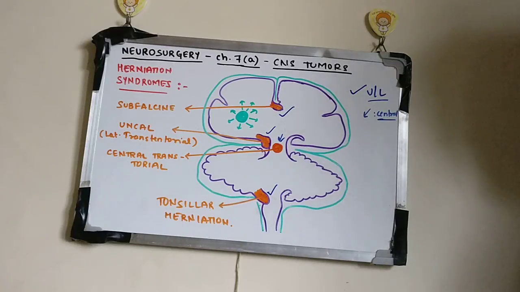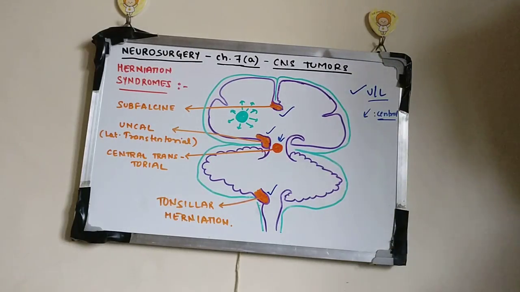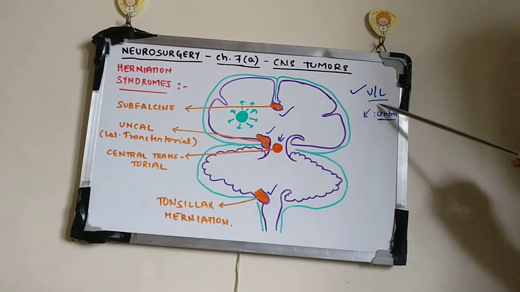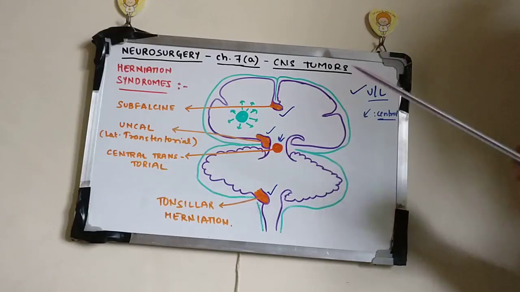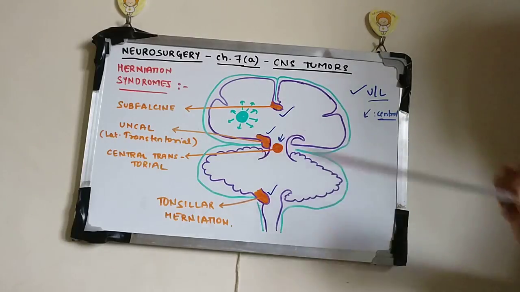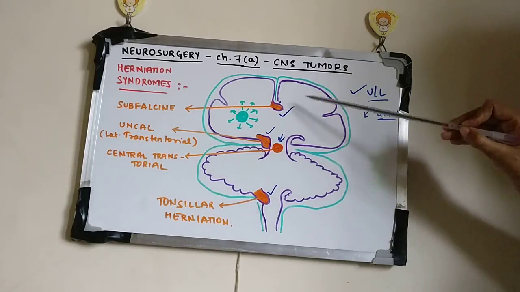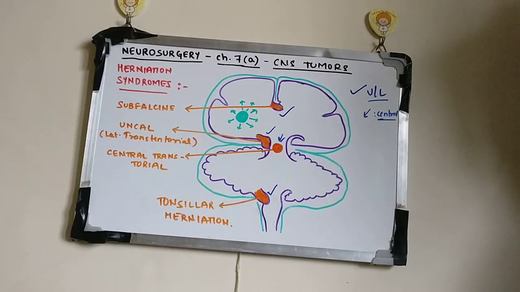So your herniation syndromes can be of two types. They can be either unilateral or they can be central. So unilateral herniation syndromes are subfalcine or cingulate herniation, uncal herniation or lateral transtentorial herniation, and tonsillar herniation or the cerebellar herniation. Now your central herniation is central transtentorial herniation. Now we are going to study each herniation in depth.